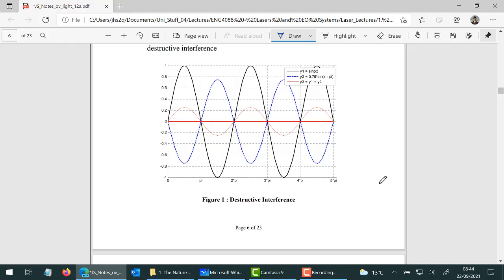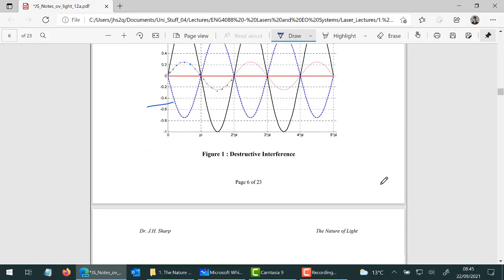So here's an example of destructive interference. We have y1, our black line, and we have y2, our blue line, and we add them together. They're out of phase, but we have different amplitudes, and so we don't have a complete cancellation. The wave is partially cancelled and obviously still in phase with the original two waves. Okay.